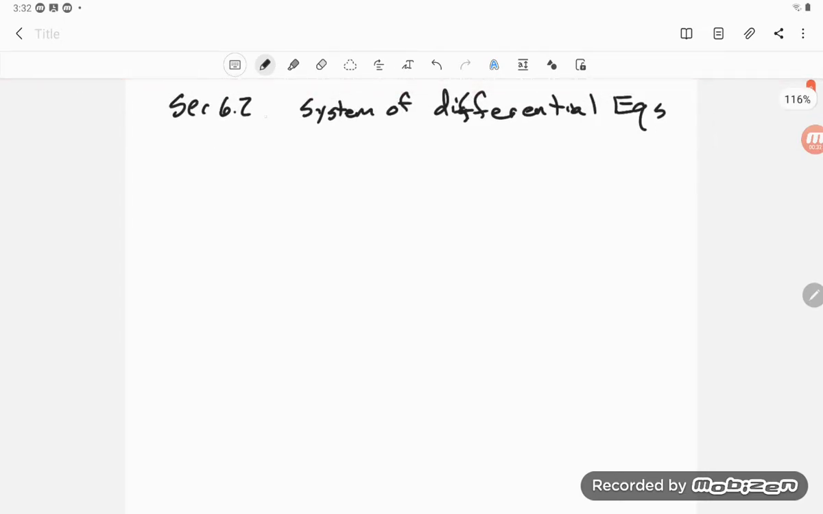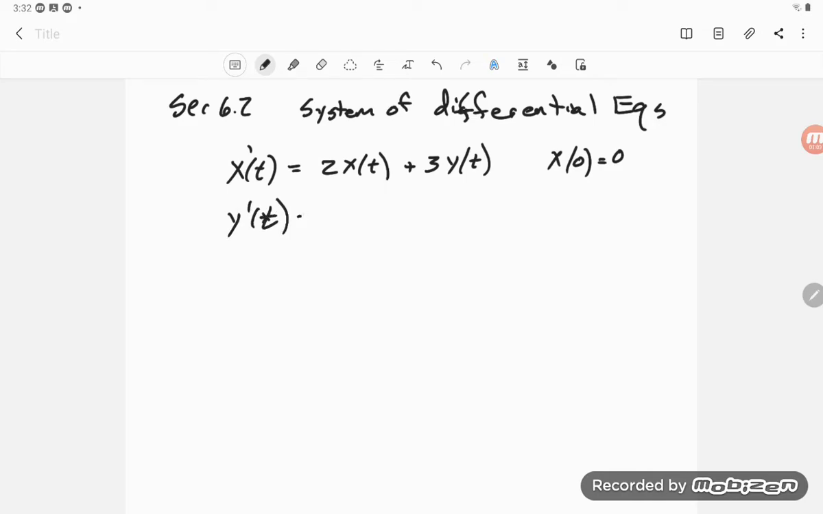So suppose we have something like x prime of t is equal to 2x of t plus 3y of t, and we're told that x of 0 is 0, and then y prime of t is equal to 2x of t plus y of t. And y of 0 is equal to 10.